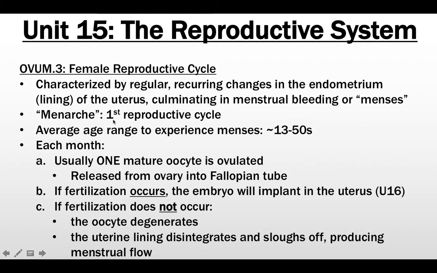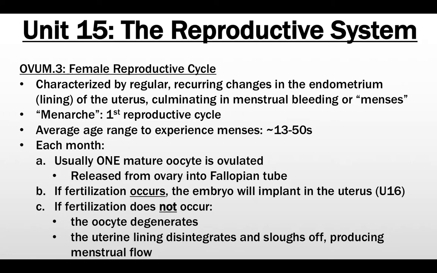Menarche is a special name for the first reproductive cycle that happens in women, and usually it's about age 13, though studies have shown it's getting earlier and earlier in a woman's life. Oftentimes, the age range for a woman to experience menses is from her early teens into about her 50s. Those are the ages in which she's fertile, though after the age of 35, fertility drops dramatically, and we refer to that as advanced maternal age.